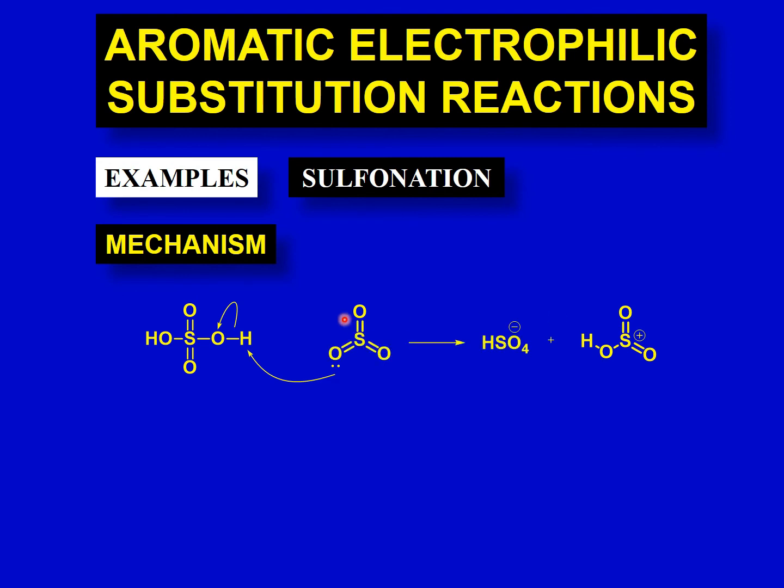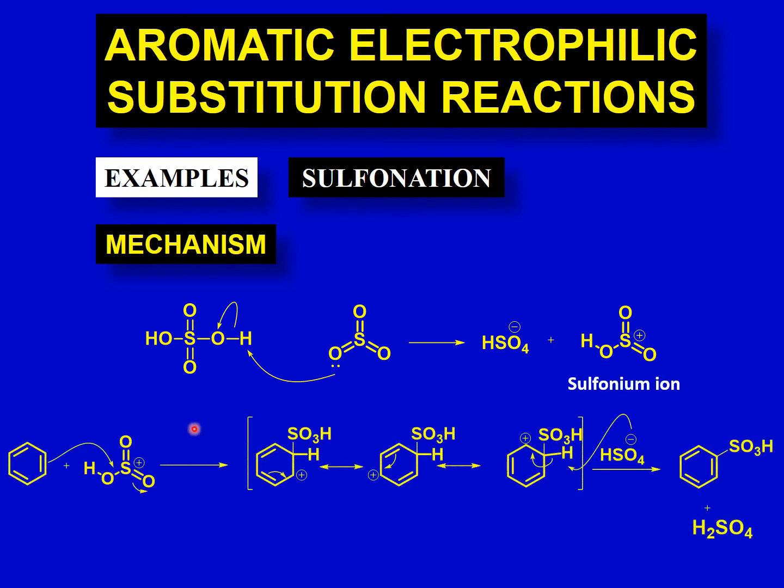So again, in the first step, the sulfur trioxide, which is present in the mixture, abstracts a proton from sulfuric acid, leaving behind a bisulfate anion. And you can see here a protonated sulfur trioxide is obtained, which has a positive charge now on the sulfur atom. So this species then acts as an electrophile, and in the next step is attacked by the pi electrons from the benzene ring.